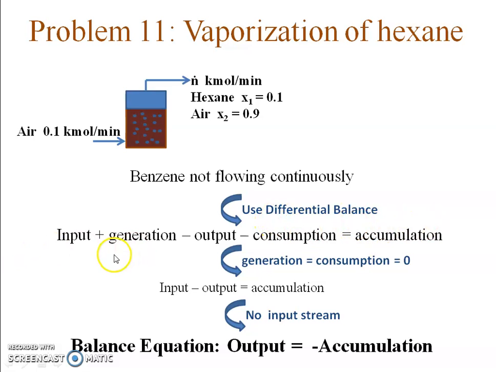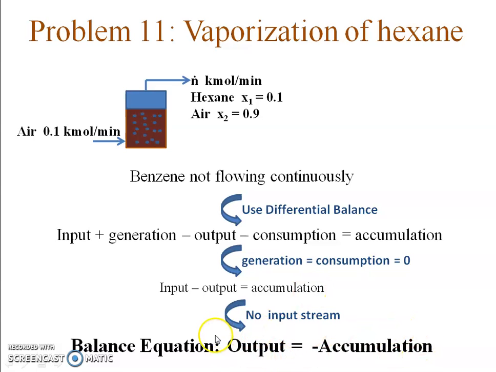So let's write down the differential balance, the general balance equation. Input plus generation minus output minus consumption is equal to accumulation. Now since hexane is not reacting, the generation and consumption terms are 0. Input minus output equal to accumulation is what is left. Now what you will see is that no hexane is coming into the system. It is only leaving. So input is 0, and what I am left with is minus output is equal to accumulation.